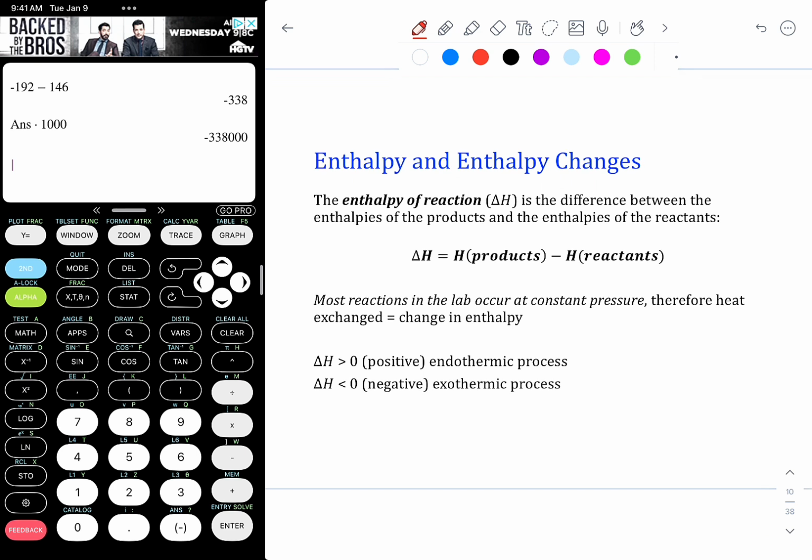So the enthalpy of reaction, so delta H, is the difference between the enthalpies of the products and the enthalpies of the reactants. So this is just like what we were talking about previously, where delta means final minus initial. The products are the final portion of a reaction, and the reactants are the initial.